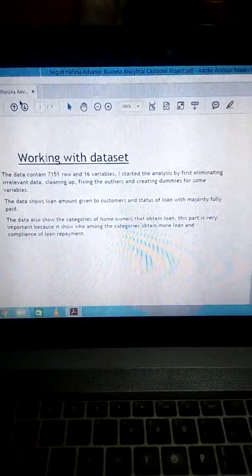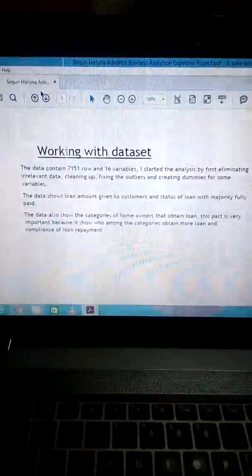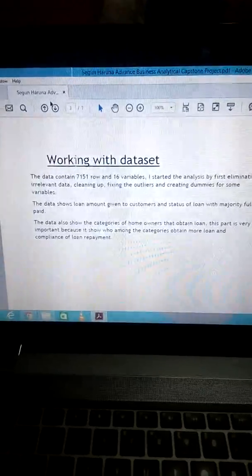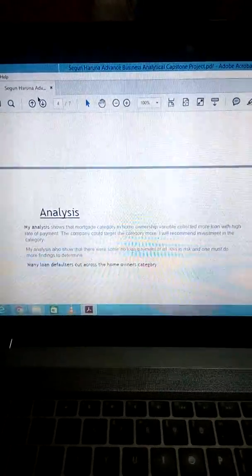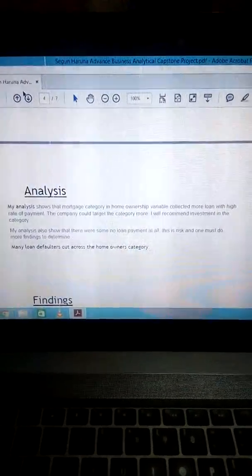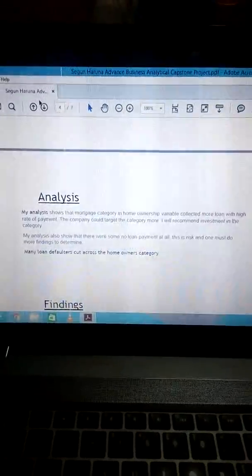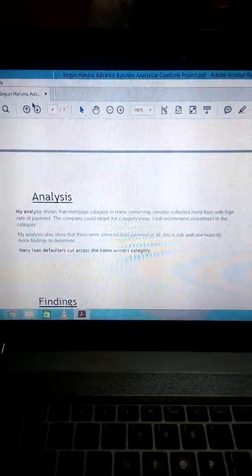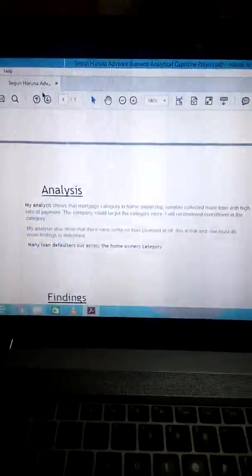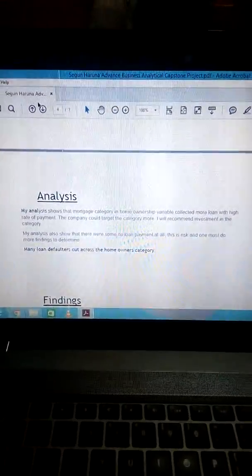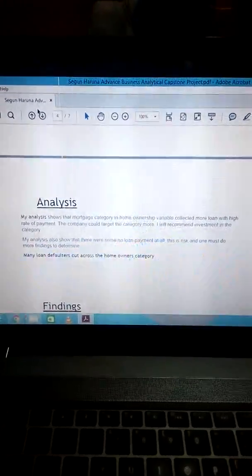The data also shows categories of homeowners that obtained loans. This part is very important because it shows who among the categories obtained more loans and their compliance with loan repayment. My analysis shows that the people in the mortgage category in home ownership collected more loans with high rates. More people collected loans, and a lot of them made payments. So actually, we recommend investment in this category.